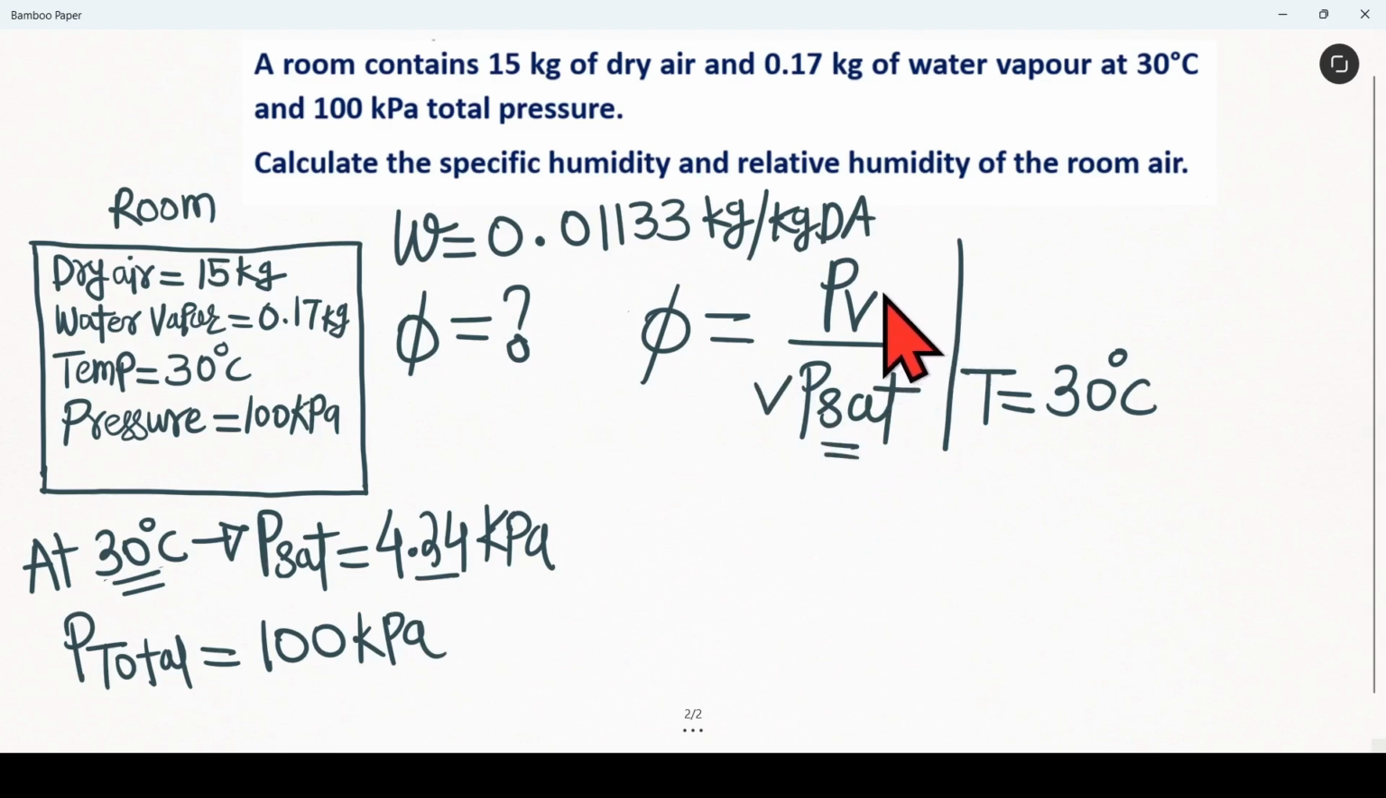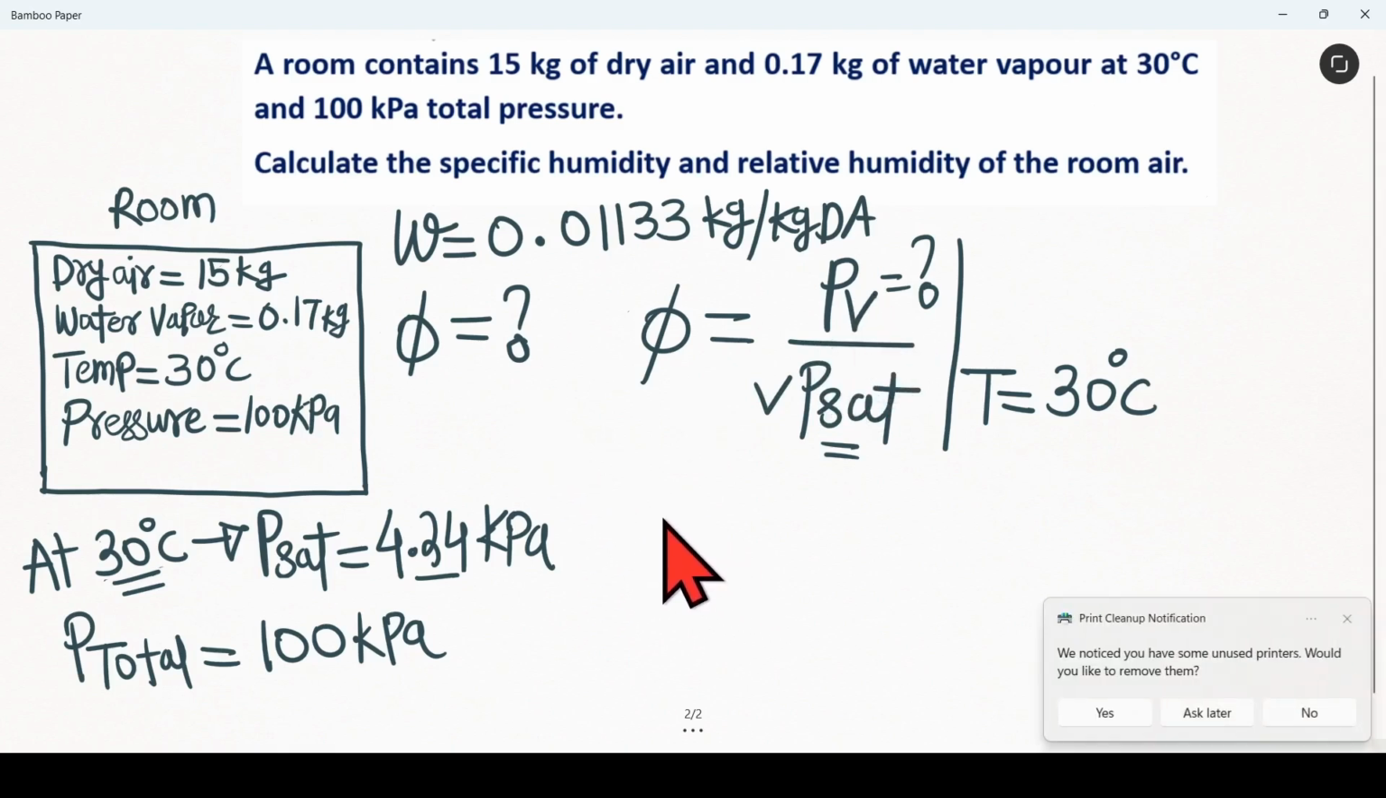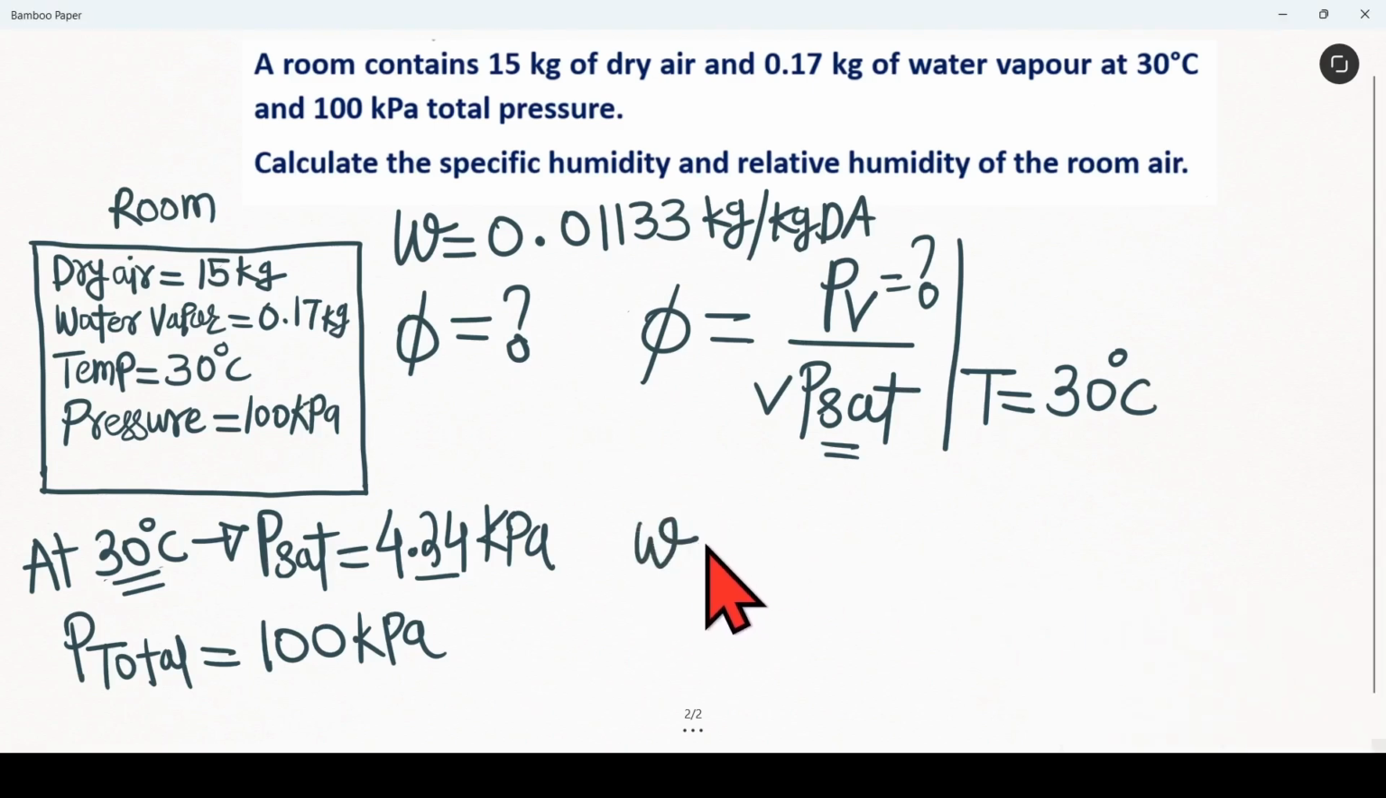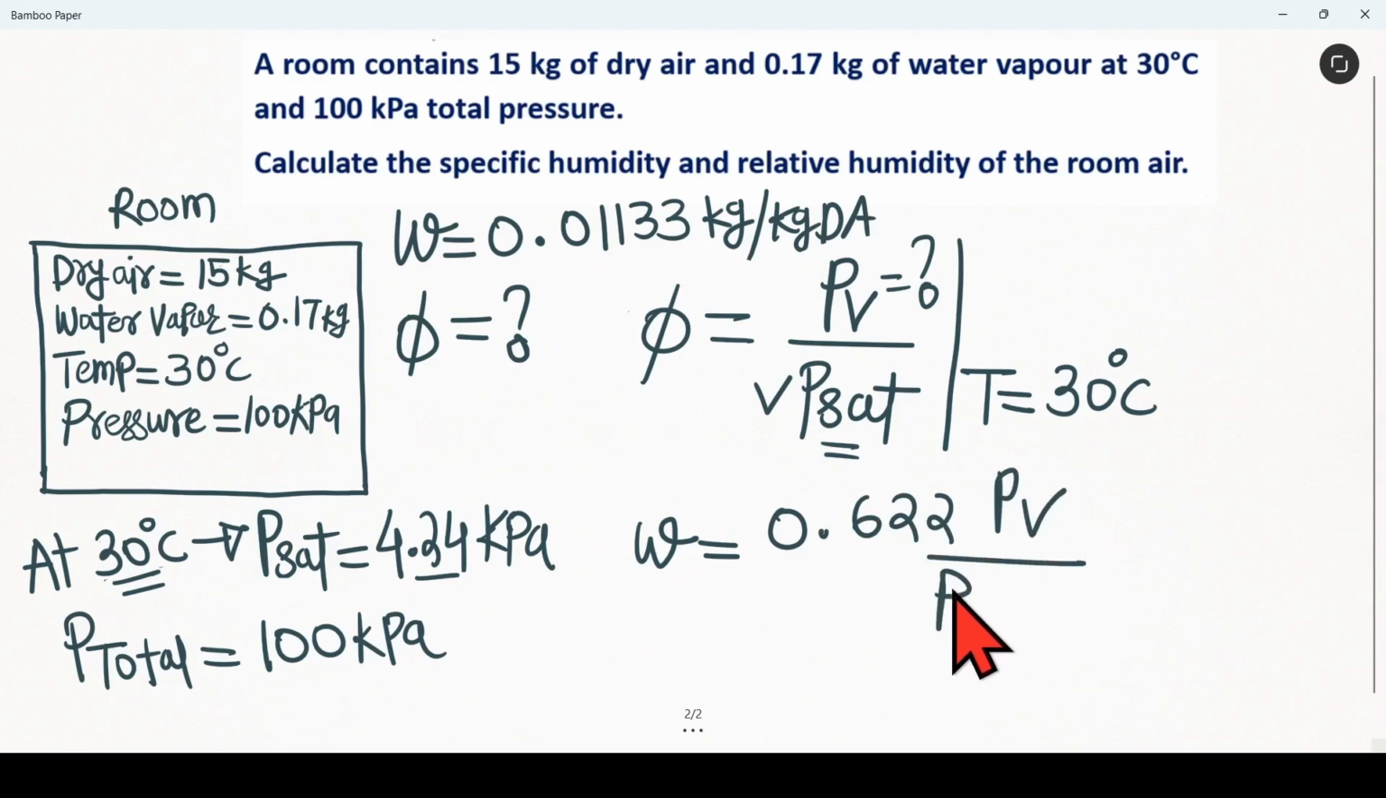But the PV, which is the partial pressure of water vapor, is unknown to us. So we cannot calculate the relative humidity yet. First, we will have to calculate what is PV. For that, I can write specific humidity as omega equal to 0.622 PV divided by total pressure minus PV.